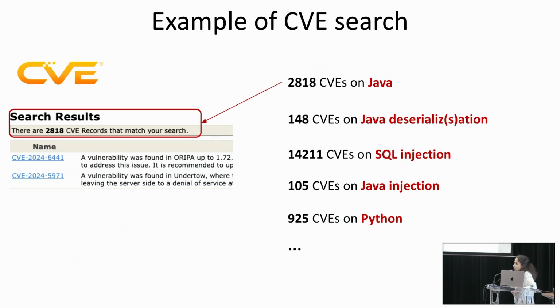Now, let's take a look at CVEs for some keywords. For example, for the Java keyword, we found more than 2,800 CVEs that describe attacks against Java. We did other research, for example about SQL injection, and we found more than 14,000 CVEs. That means that there are more than 14,000 attacks on SQL injections. And we did the same for Java injection, Python, etc., and we found a lot of CVEs.